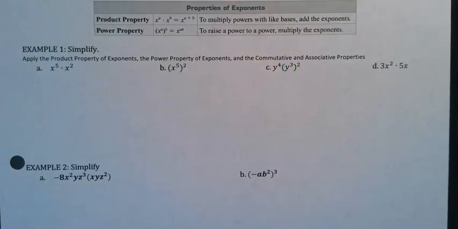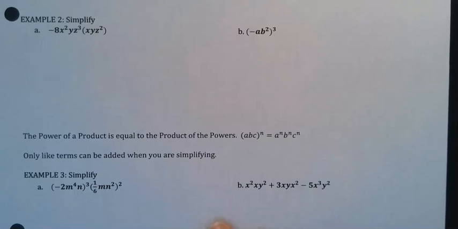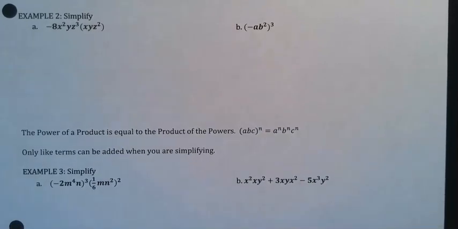All right. So you got to be able to keep it straight, if it's the product property or the power property. All right, example 2, we're going to simplify. Okay, so again, we need our like bases together. Okay, that's always our goal, is our like bases together.